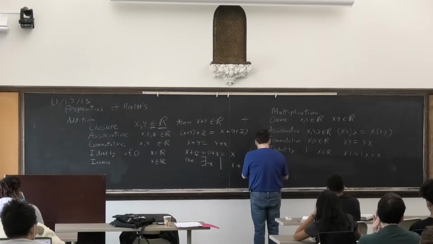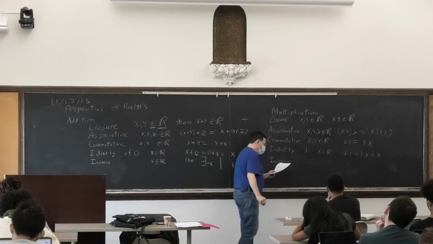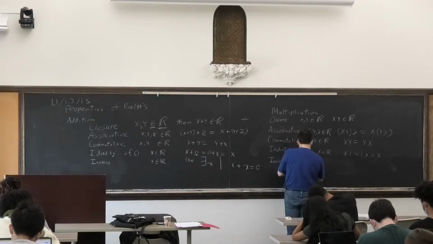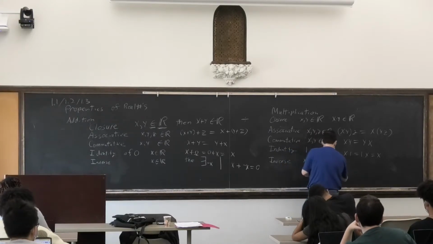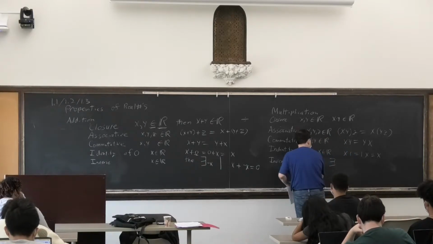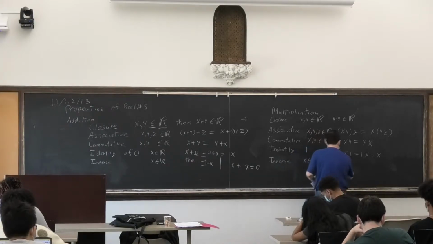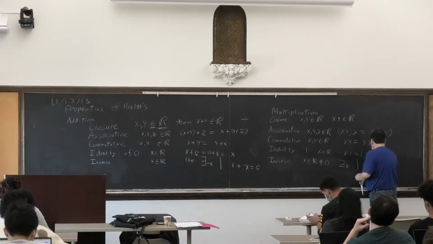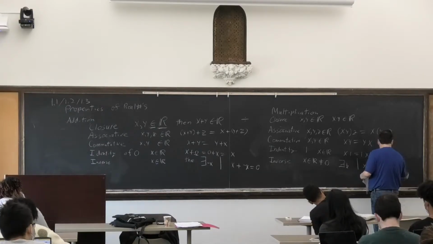And finally, we have the inverse property, which has a limitation with multiplication. If we have x a member of the reals, not equal to 0, then there exists 1 over x such that x times 1 over x equals 1 over x times x equals 1.